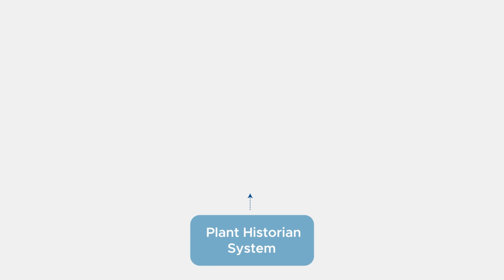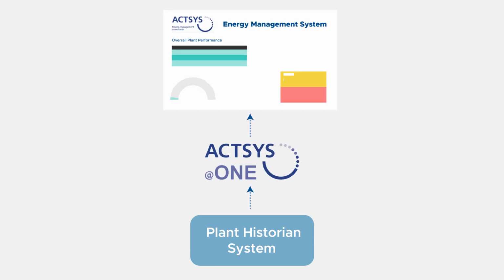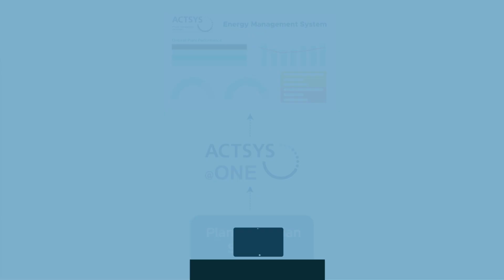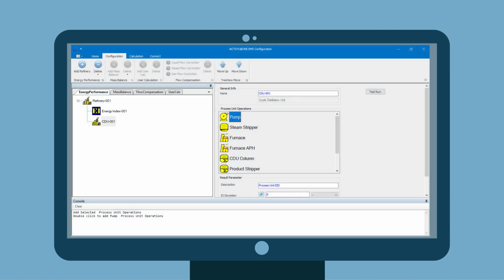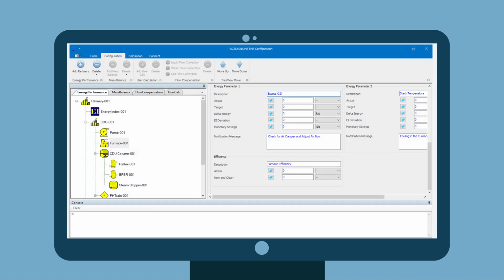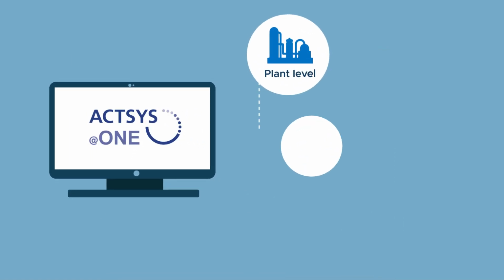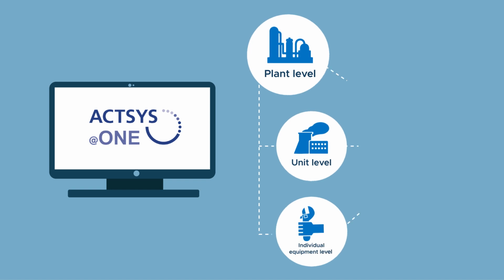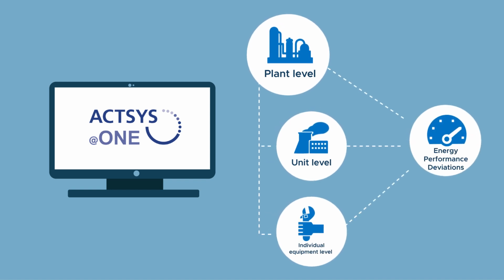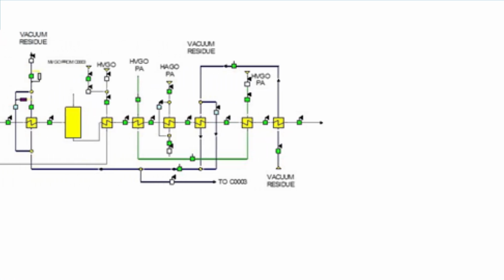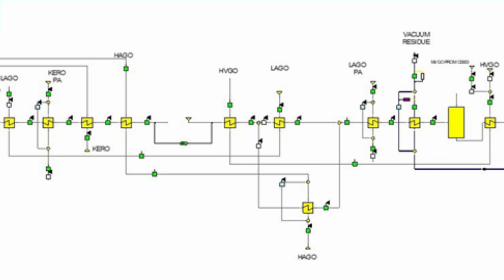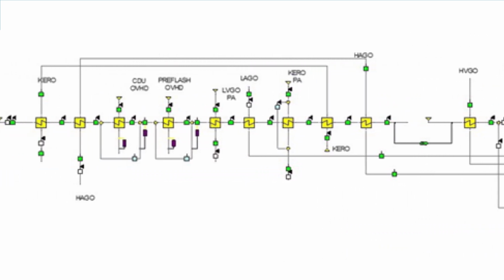Some of the key features of ACTSYS ONE are: it retrieves data from the existing plant information historian systems on a real-time basis and historizes calculated results. Plant and information configuration can be custom input through the graphical user interfaces. It has built-in calculation modules to determine plant level, unit level, and drill down to individual equipment level energy performance deviations from targets. The calculations are carried out by thermodynamics-based simulation models and correlations running at the back end, drawing in real-time data from the plant historian.